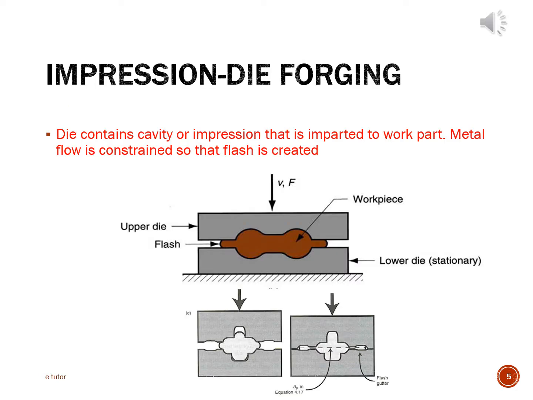In impression die forging, the die contains a cavity or impression that is imparted to the work part. In the figure we can see the lower die is stationary and the upper die is movable. The workpiece is placed in between the two dies. On applying the force F, we can see there is a shape change for the material as per the die cavity. The excess material that flows creates a flash in the die cavity. This is known as impression die forging.